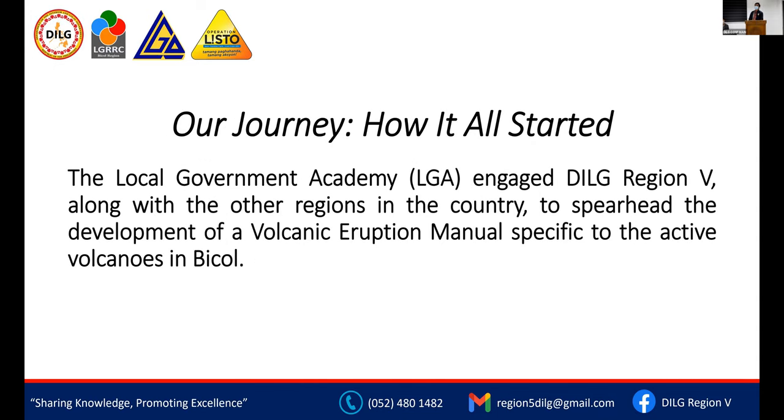So, how did we start? We were directed by the Local Government Academy, together with Region 4A, Region 6, Region 3, to develop a manual for volcanic eruption. The LGA said they would provide all the resources in developing this manual because we will be increasing the capacity of our local government units relative to volcanic eruption.